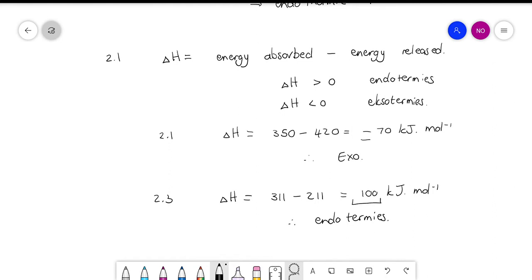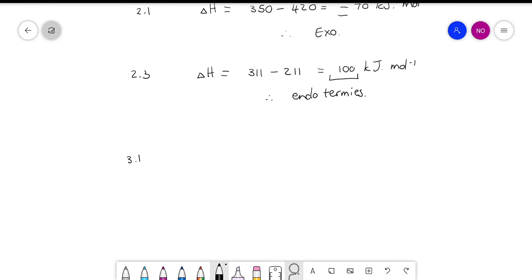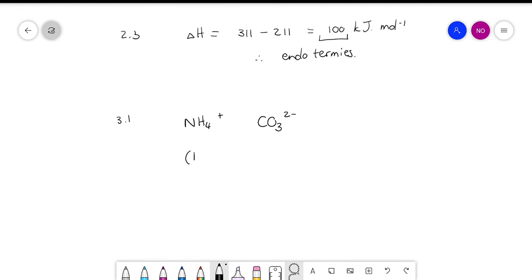Okay, goed. Dan kom ons by vraag 3. So we had to start off by writing down the names or the formulas of the different molecules, and then we have to balance it. So for 3.1, they said you have ammonium carbonate and it produces ammonia, carbon dioxide and water. Now, ammonium carbonate, you have to go back to your polyatomic ions. So, ammonium is NH4 plus, wat verbind met CO3, 2 minus. So, in other words, this one goes in a bracket.